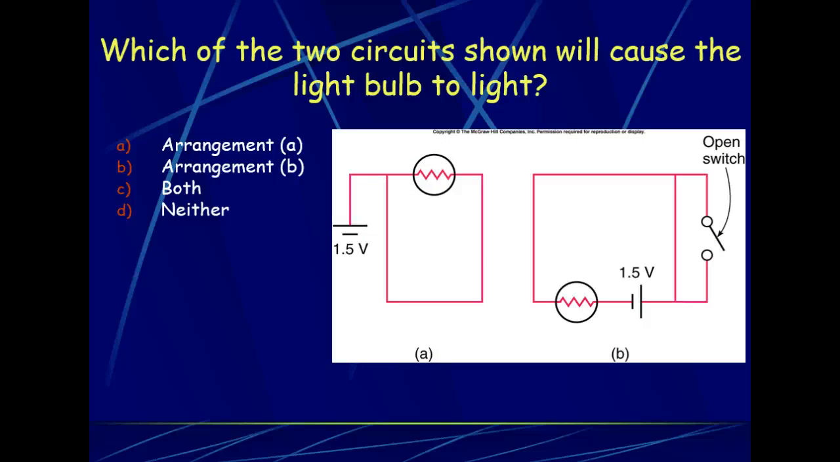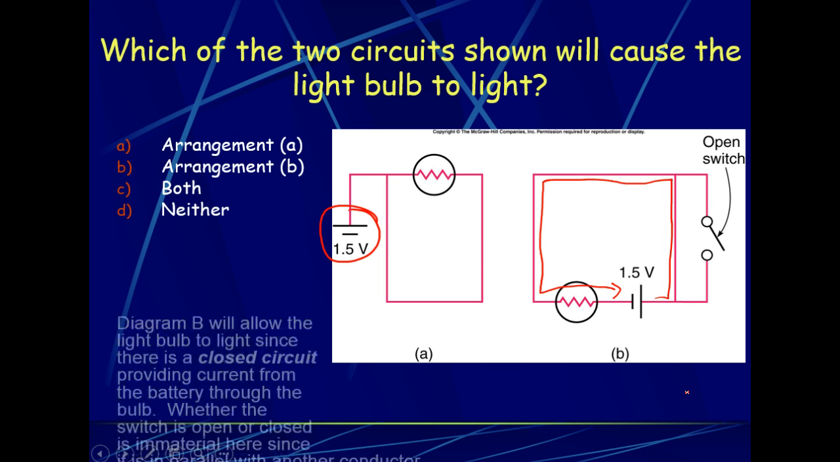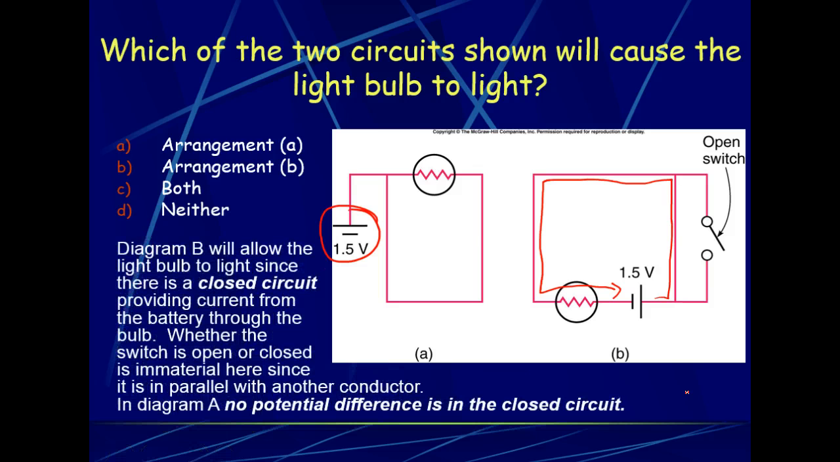Now, if we look here, one thing to note, there is no completion of the circuit on this battery. There is not a line coming into that short side of the terminal, so the negative side of the battery is not connected. Over here, we do have an open switch, but we have a full path going all the way around and back to the back side of the battery. So the second arrangement has a full closed circuit, therefore it will actually light up.